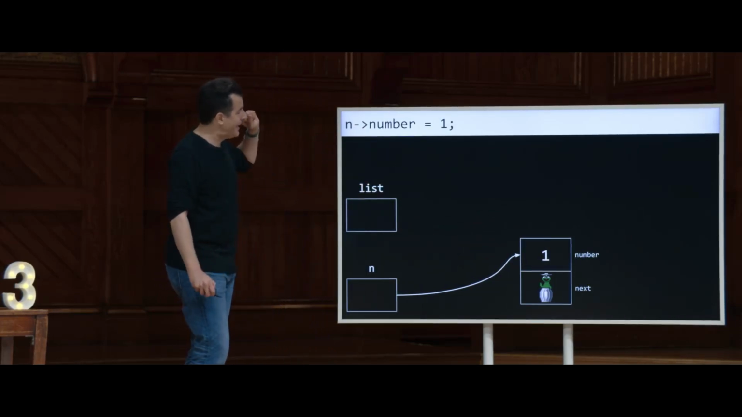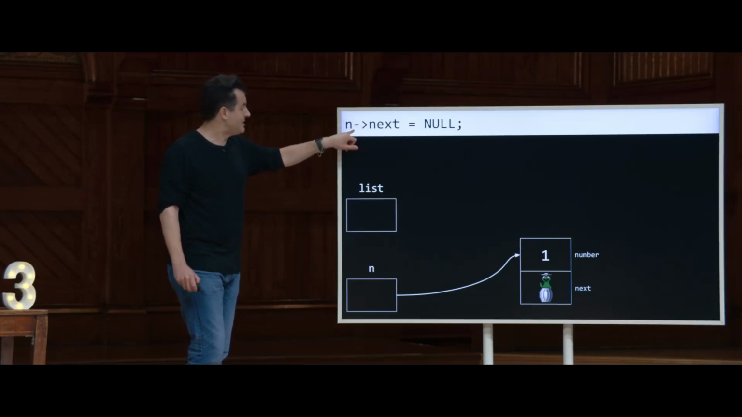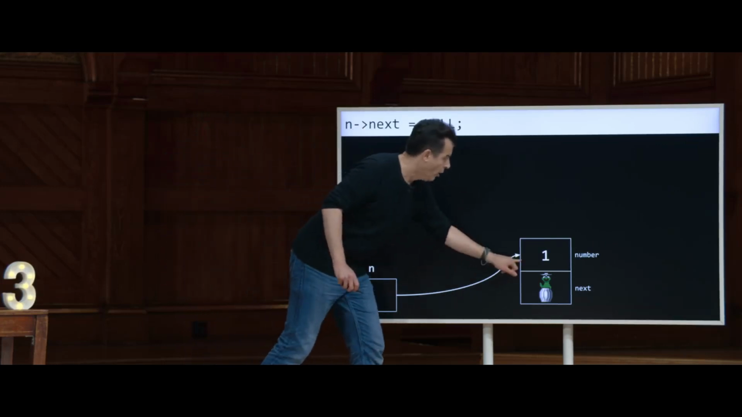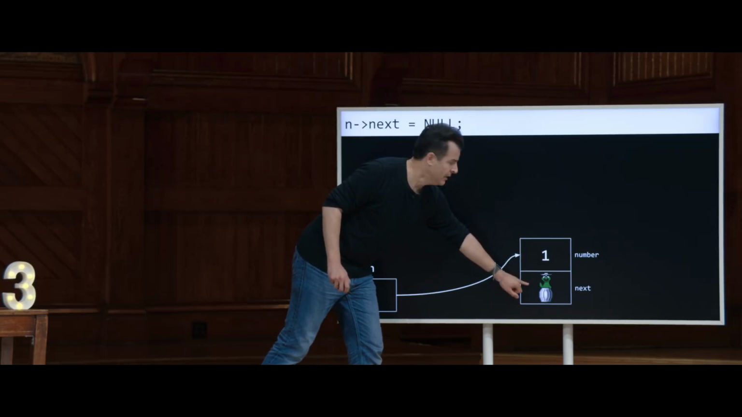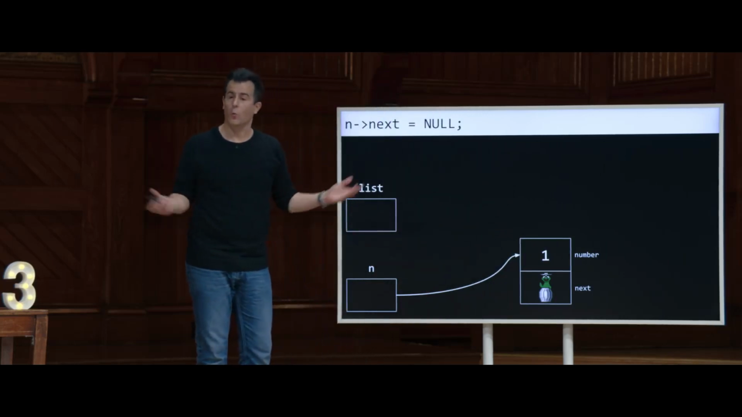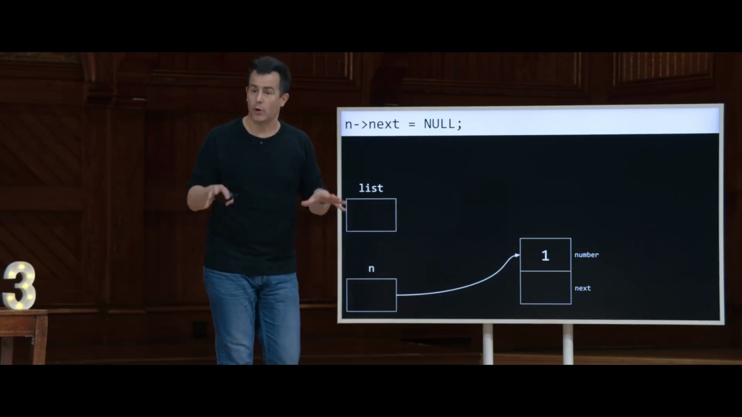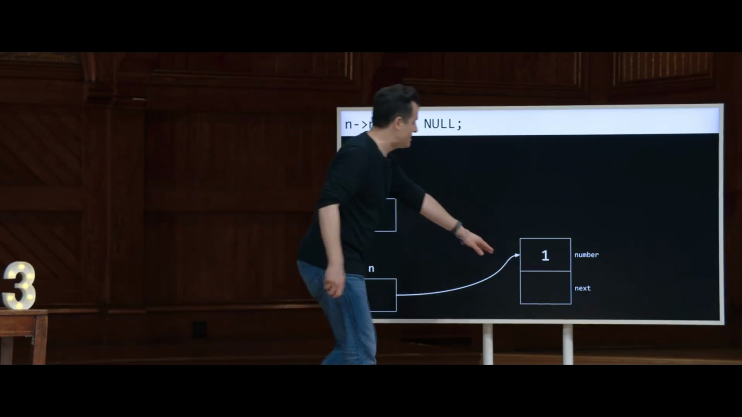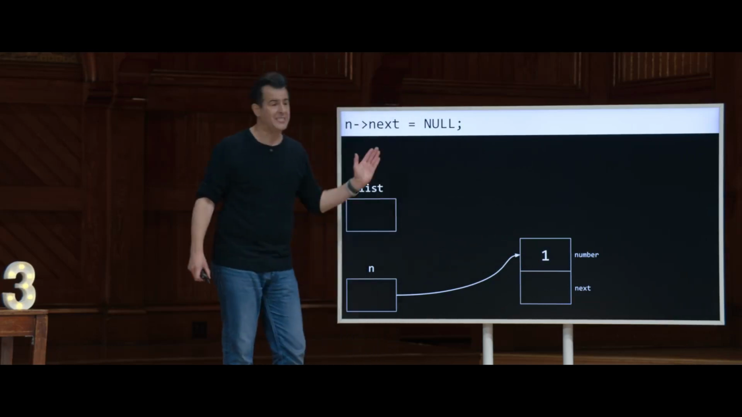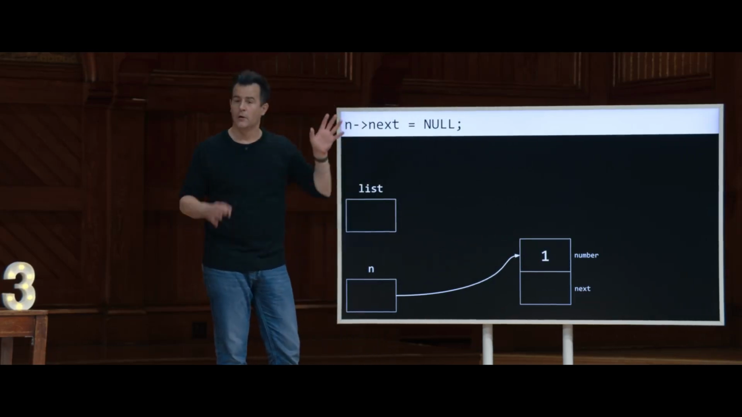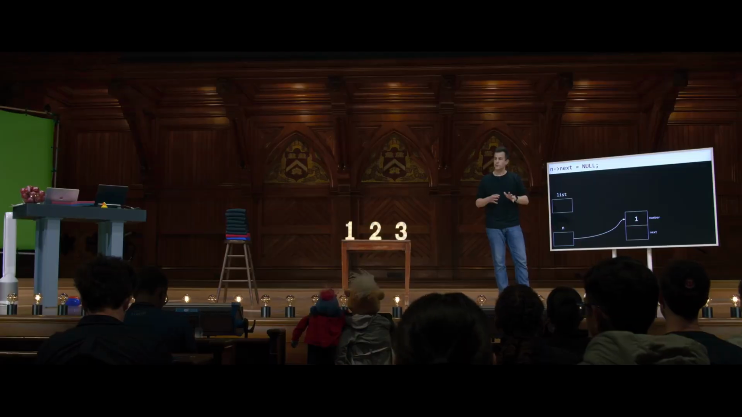How now do I update the next field? Well, I think I'm going to just say the same thing. N, go there, but go into the next field and set it equal to null. Why null? If the whole point here was to allocate just one chunk of memory, one node, you don't want to leave this as a garbage value because that value will be mistaken for an arrow pointing to some random location.